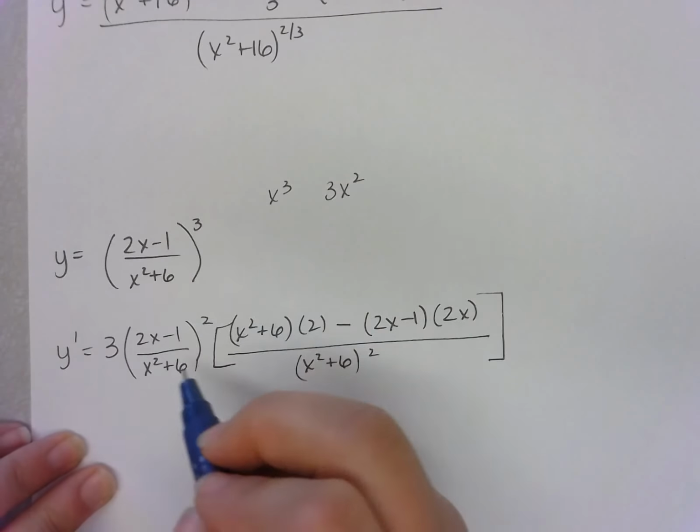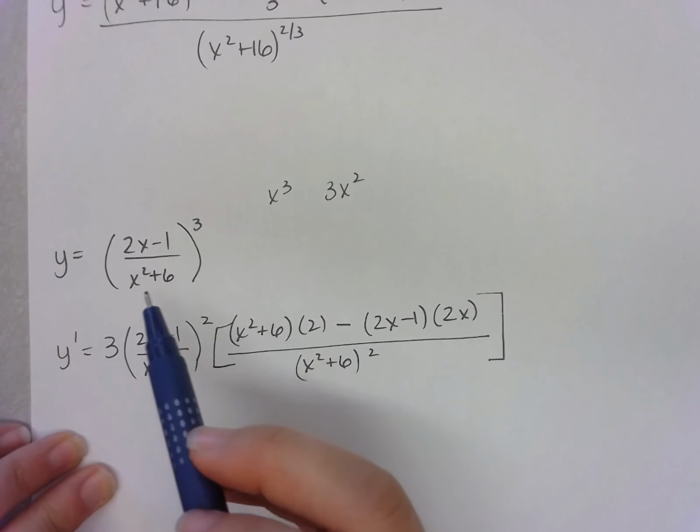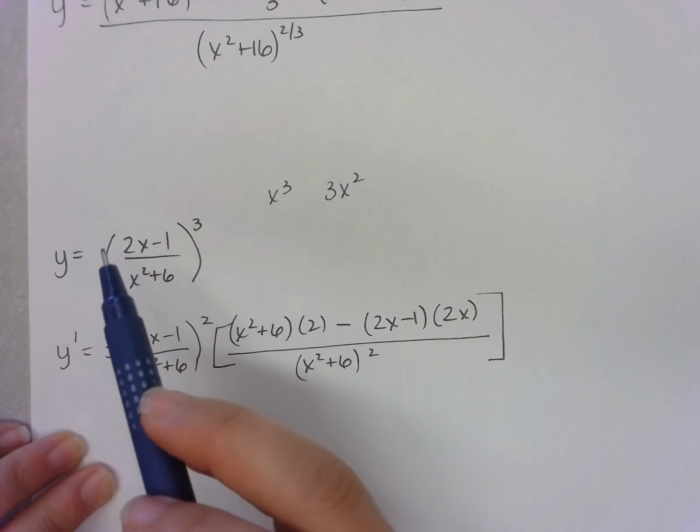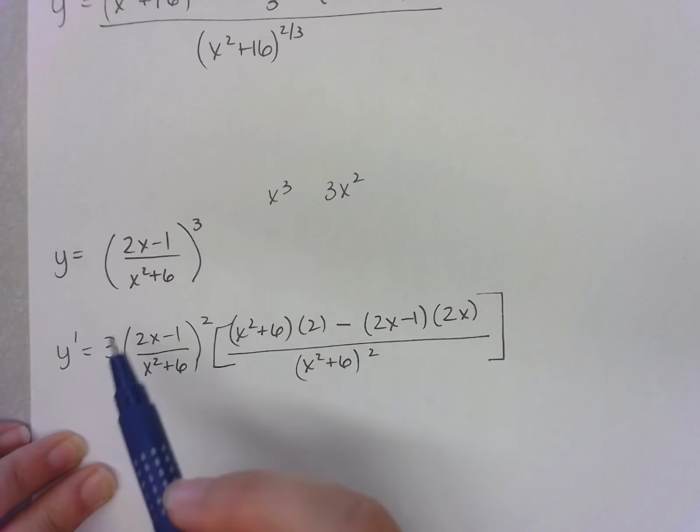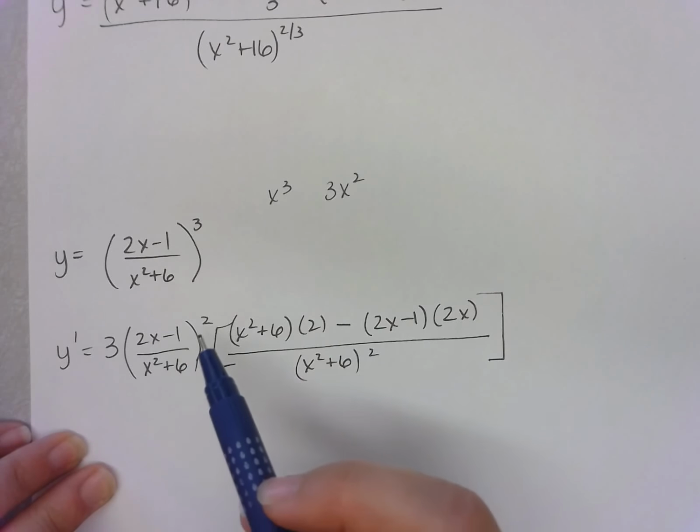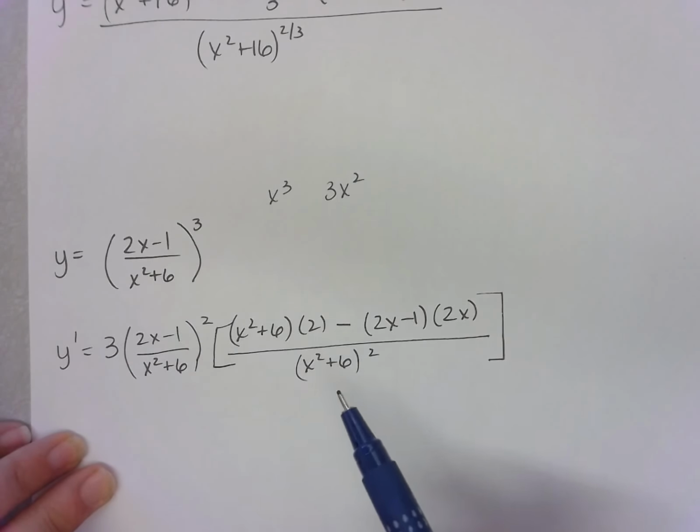So watch the interplay of all the rules. You kind of have to figure out which one applies first. The outer function is here, so that means the chain rule goes first, and then when I do the derivative of the inside, then I have a quotient rule. Okay, so you're going to see lots of examples where they're sort of intermingling like that.